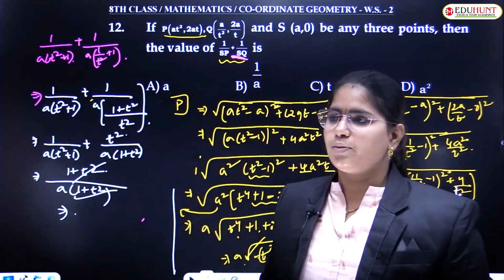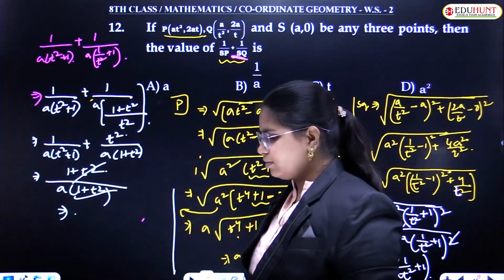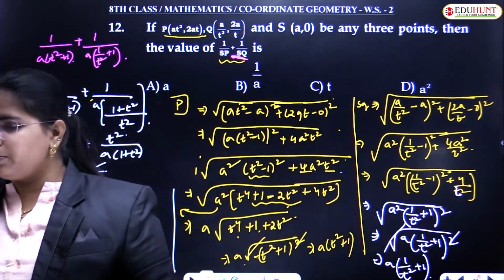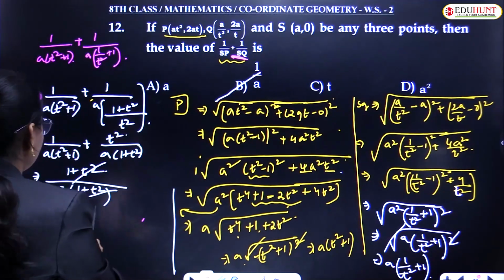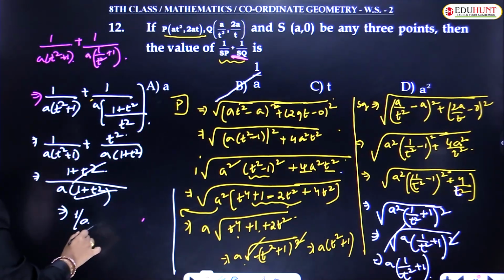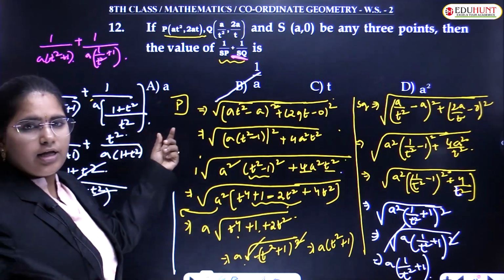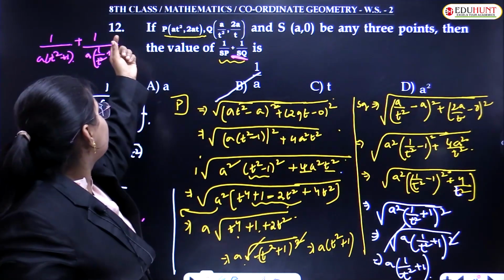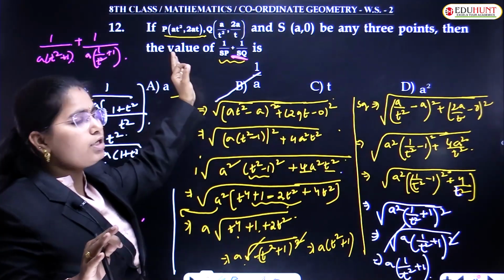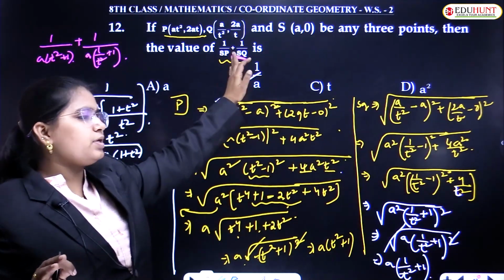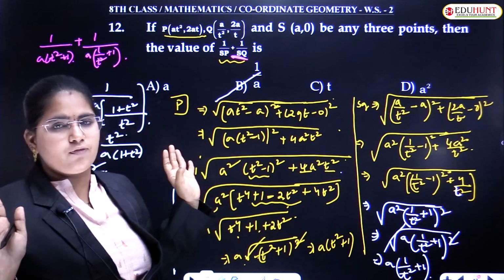Just have a glance at the problem. Look at the problem, make it fast. So what is the answer here? It's 1 by a, right? Simple. I'll teach you again. Here we are given 3 different points, right? Then you need to find the value of 1 by SP plus 1 by SQ. A simple thing you need to find.